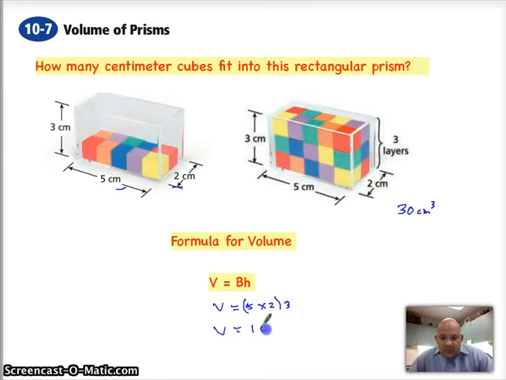Volume equals 10 times 3. So we know 10 cubic centimeters is contained in this bottom layer. And then we multiply it by the 3 layers that are there, and our volume becomes 30 centimeters cubed. Notice the cubing right there.